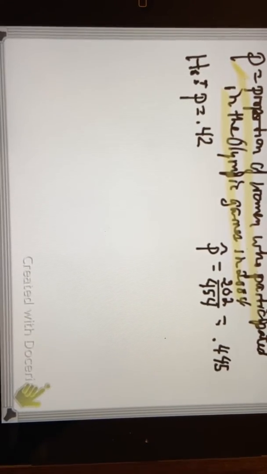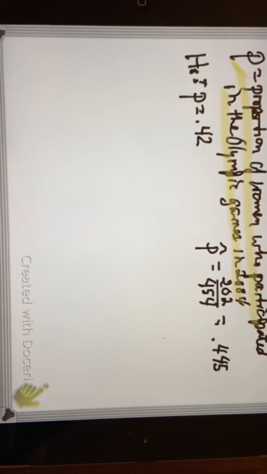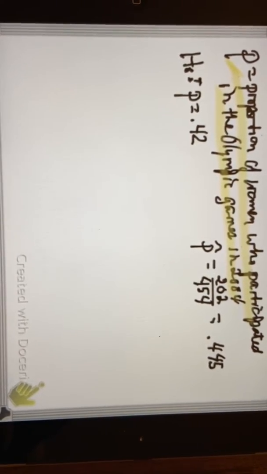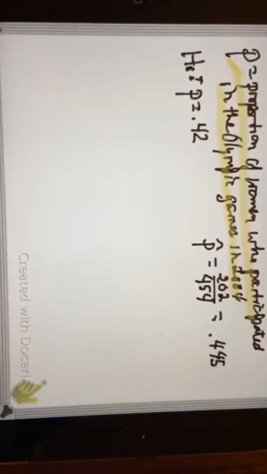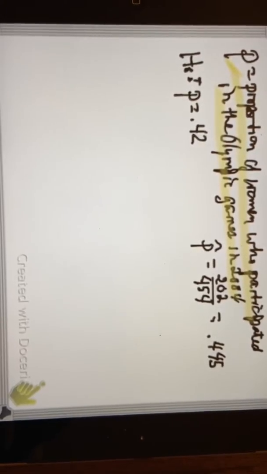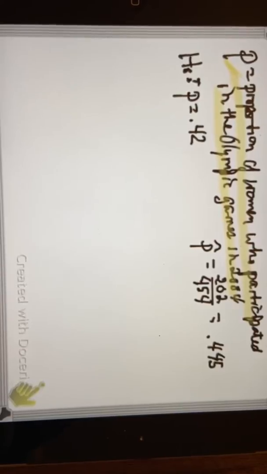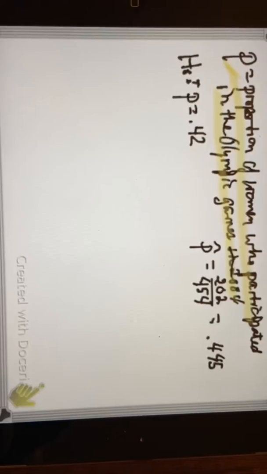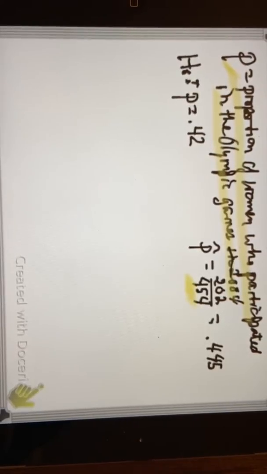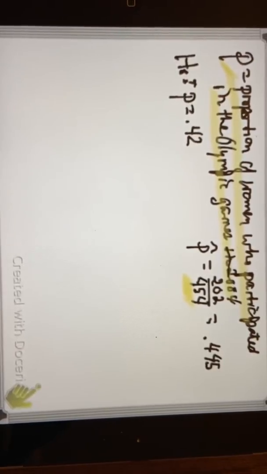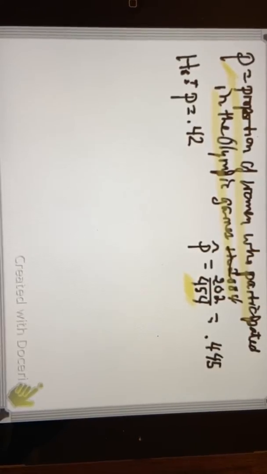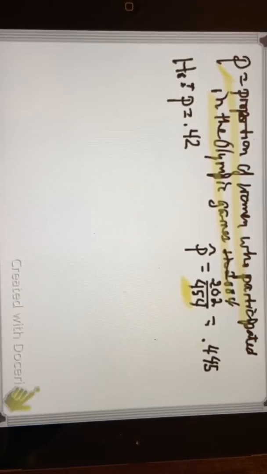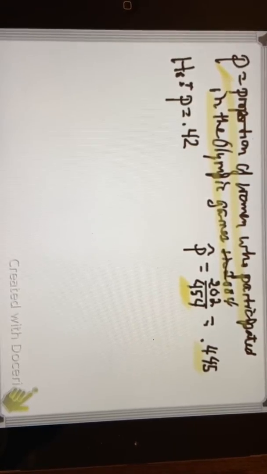And they said broadcasting and clothing companies want to change their advertising and marketing strategies if the female participation increases in the next games. And so they did a pre-Olympic exhibition. And so over here, this is their sample section right here. This is the sample. So out of 454 athletes at this Olympic exhibition, 202 were female. And so this is where I end up getting my p-hat, 0.445.